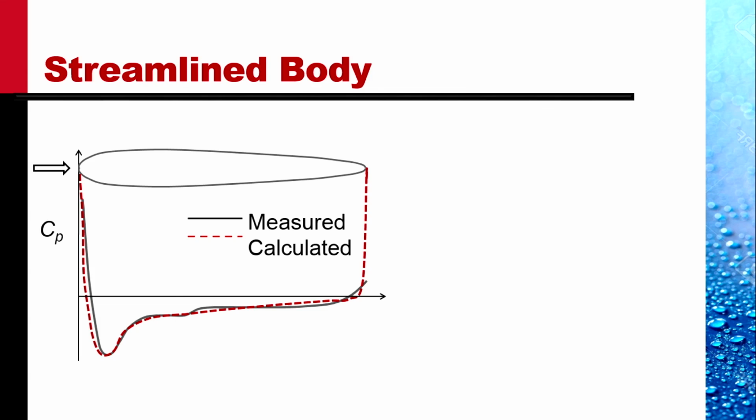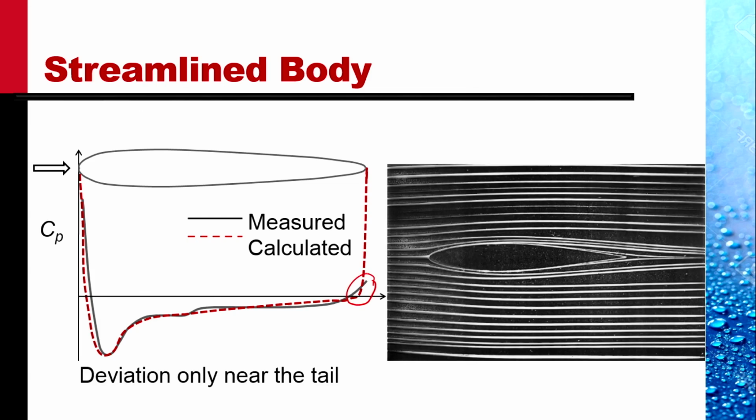This shows you the agreement on the measured coefficient of pressure and the calculated coefficient of pressure using Euler equation on a streamlined body. Very close agreement except at the very tail. The flow, as you see, is only at the tail do we see some semblance of separation.